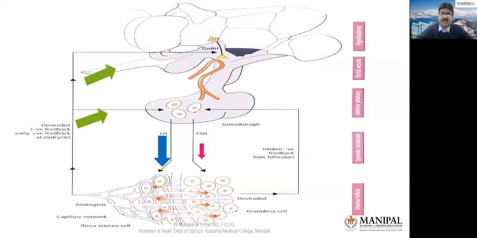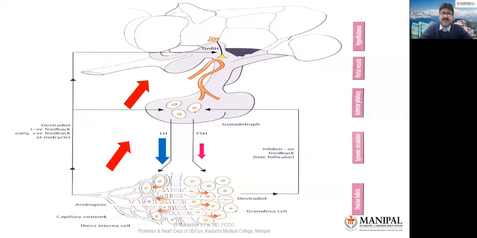Now LH surge happens, ovulation happens, and after that, under the influence of LH, progesterone is secreted. Let's say progesterone is a son. He's also a good son, so he will tell enough of LH, no need to send LH. So LH will come down. Of course, in the absence of pregnancy, I mean.